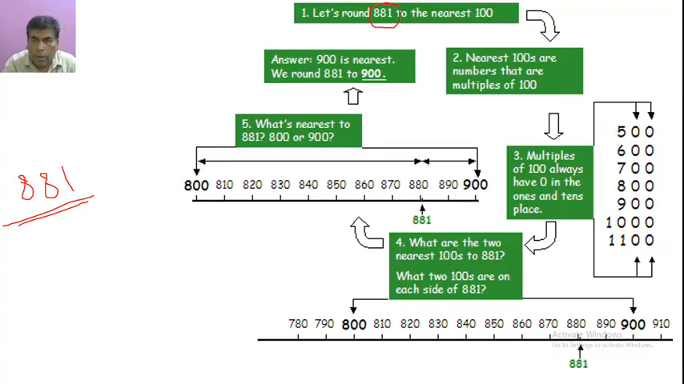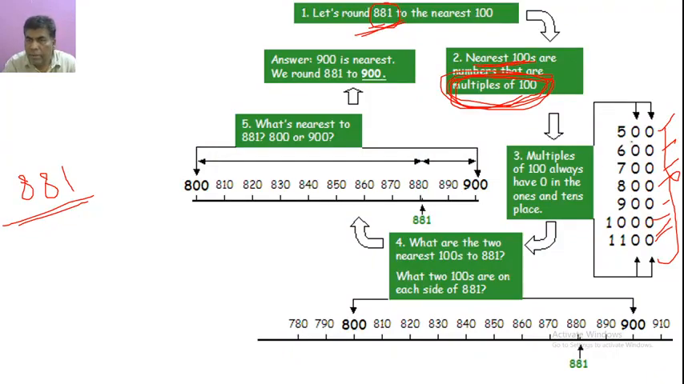Okay. Now, what are the nearest hundreds? Nearest hundreds means, don't get confused, we have to take multiples of 100. The answer will be any one of these multiples of 100. As the number is 881, we will write 500, 600, 700, 800, 900, 1000, 1100.